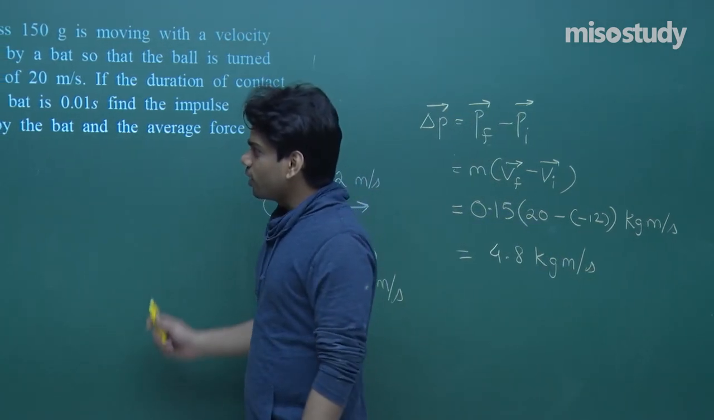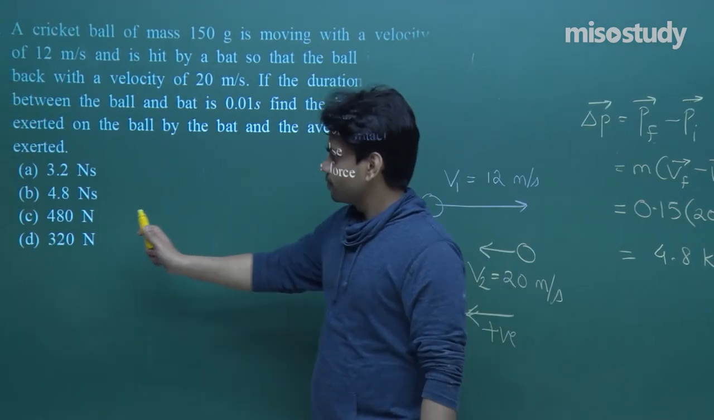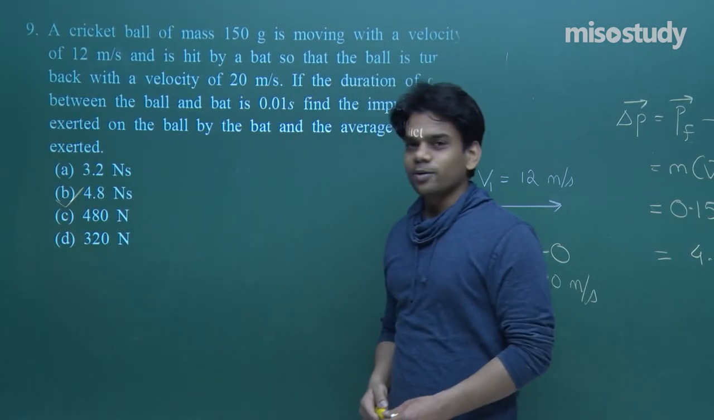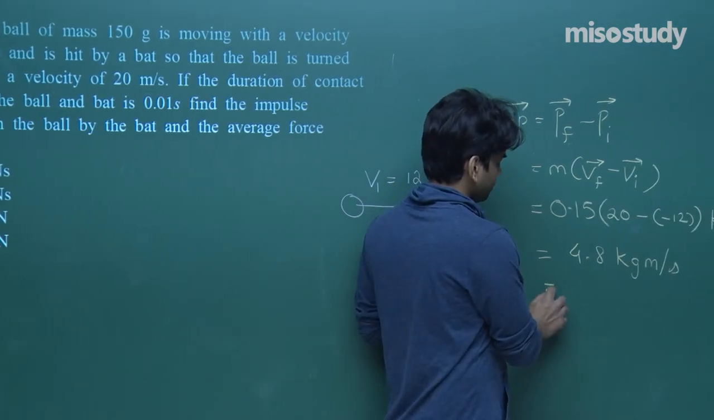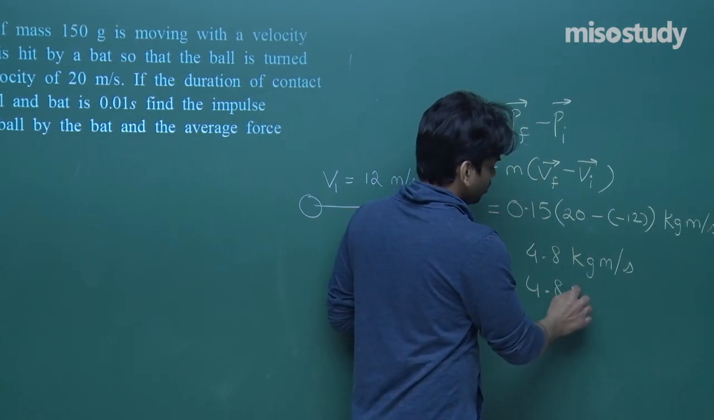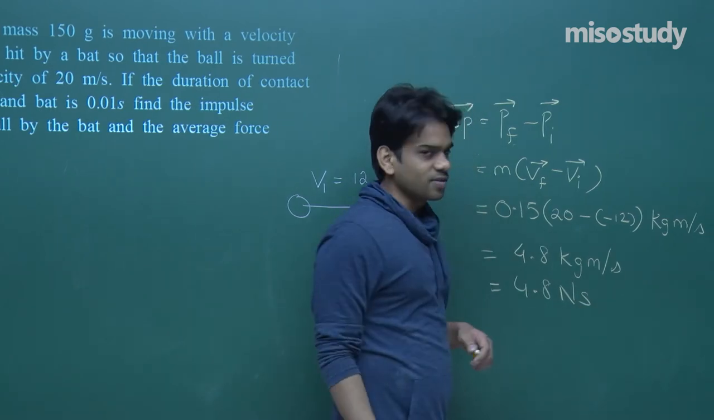So, first of all, let me talk about the impulse, that will be 4.8 kg meter per second, or it's Newton second. So, 4.8 Newton second can also be taken as the answer.